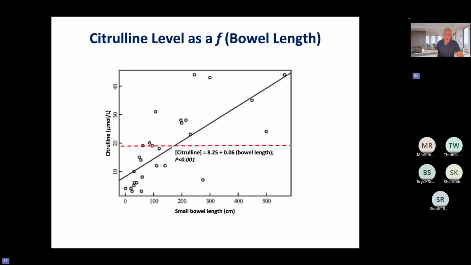All right, so here we have a citrulline level. I wonder why we don't monitor this even more, unless we're doing it now. Here's a citrulline level as a function of bowel length. Here's the citrulline level, here's small bowel length, and here's that magic number of 19. The higher the citrulline level, the longer the bowel. If the citrulline level is less than 19, these patients tend to have less than 100 centimeters of remaining small bowel. Those who have a higher citrulline level have a much longer length of remaining small bowel.